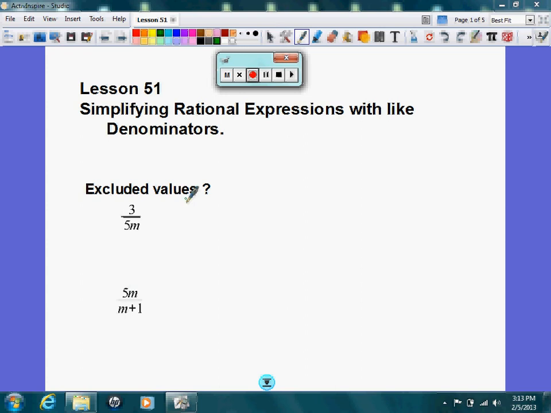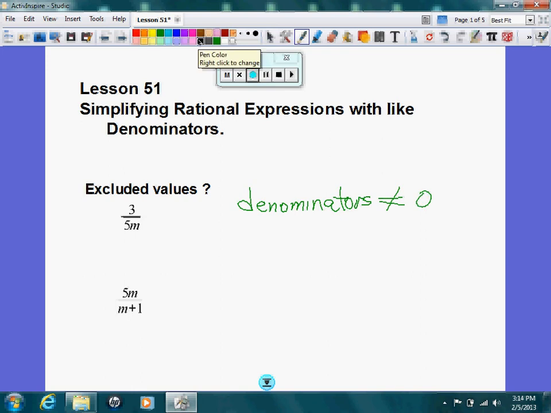And what we watch for in denominators is that denominators cannot equal 0. We cannot divide by 0. Cannot divide by 0. Very important. That's an equal sign with a line through it, which means not equal to 0.